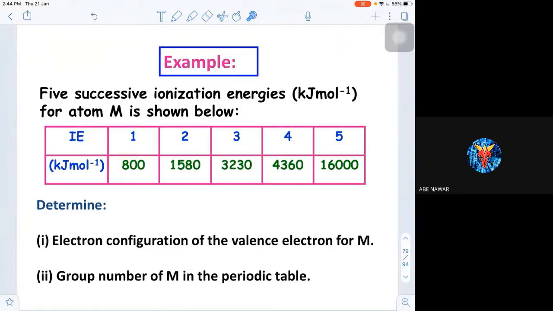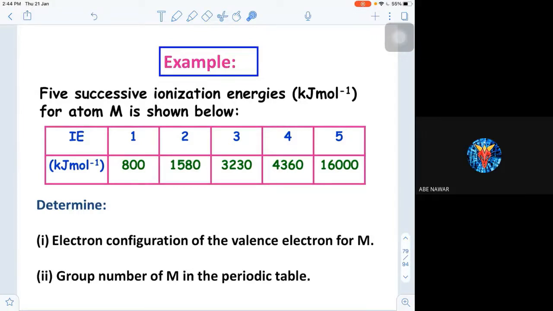If we want to write the configuration of the valence electrons of M, we have to know how many valence electrons it has. To know that, we look at the successive ionization energy. We observe that the first IE is 800, the second 1.5K, the third is 3.2K, the fourth is 4.36K, and the fifth is 16K. Obviously the big jump is between the fourth and the fifth ionization energy.